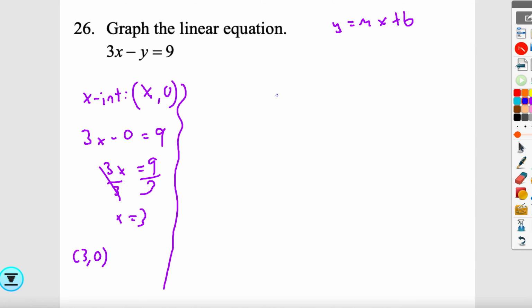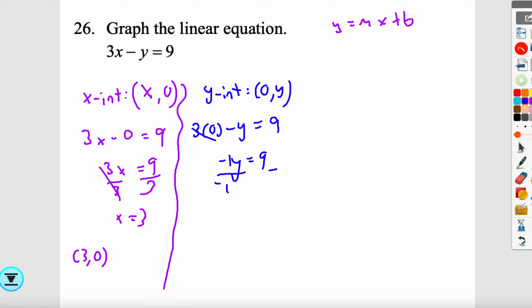And I'm going to need the y-intercept too. The y-intercept is in the form (0, y). We're going to plug in 0 for x. It'll be 3(0) - y = 9. 3 times 0 cancels out, right? 3 times 0 is 0. So I get -y = 9. Divide by -1, and then we get y = -9. So the ordered pair is (0, -9).